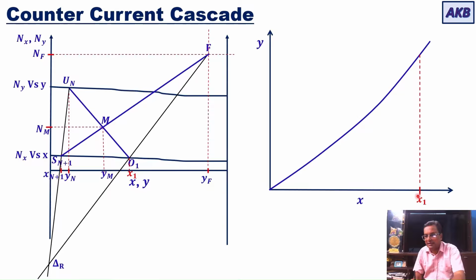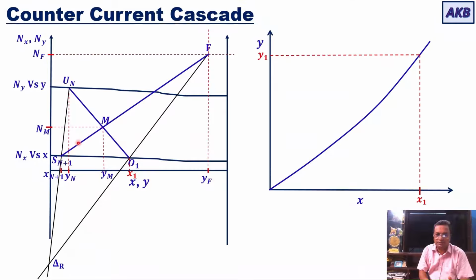and then I will find the corresponding value of Y that is in equilibrium with X1, and I will call it Y1. So when I know this Y1, I will come back to this equilibrium diagram and locate Y1 on NY versus Y curve. So I am locating this Y1 on the upper curve. So in that process I get Y1. Now I have 2 points, X1, Y1.